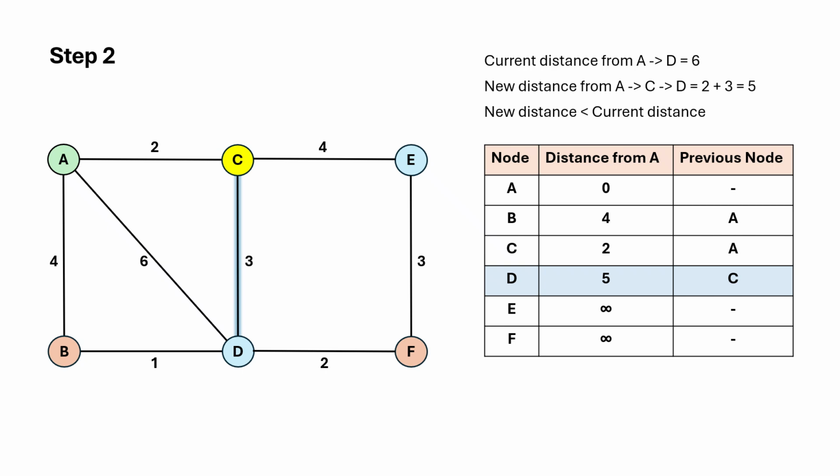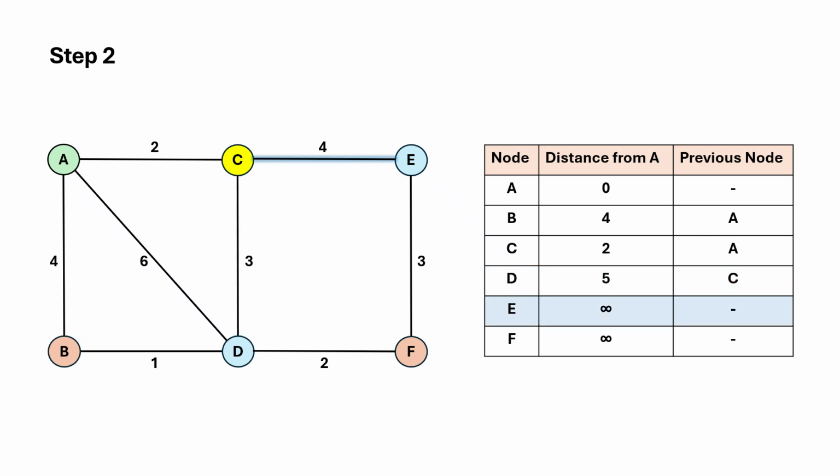And now that we are done with D, we will move on to E. Since in this case the current distance is undetermined, the new distance 6, that is A to C plus C to E, 2 plus 4, is smaller than infinity. We will replace the distance in the table with 6. Now that we have added the best known distances to D and E in the table, we can move on from C and flag it as visited.